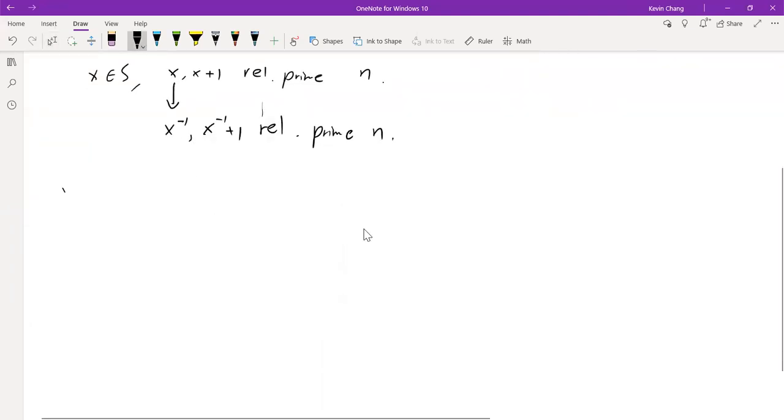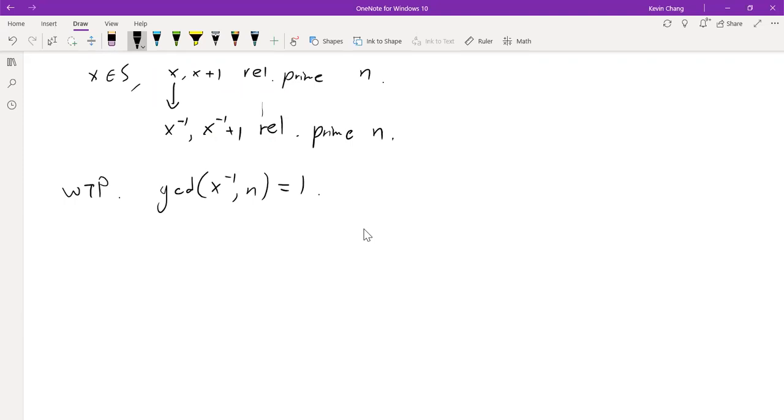So first, let's try to prove, this is going to be what we want to prove. We want to prove that x to the minus 1 is going to be relatively prime to n. So we want to show that this is true. And one way we can actually do this is we can look at multiplication. So we know that GCD of x times x to the minus 1. Remember, this is an actual number, not a fraction.